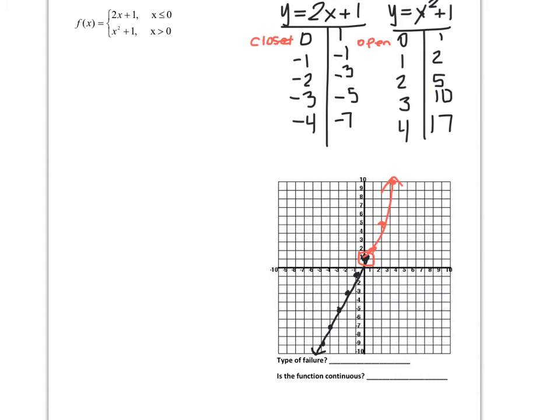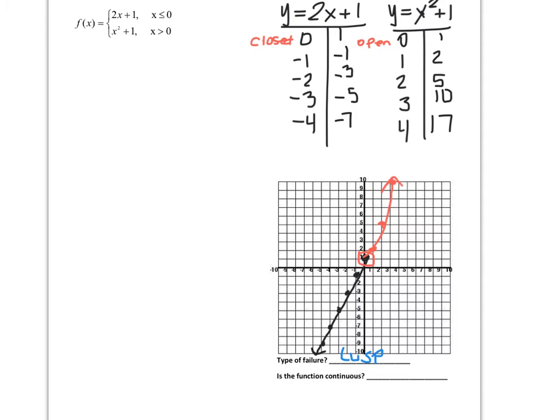Okay, so this is what your picture should look like, and let's just take a look and see what type of failure I have. It actually looks like the failure exists right here at this point, and it looks like it's turning into a cusp, right? It's curved on one side and then straight on the other. So I'm going to write that this type of failure is a cusp.